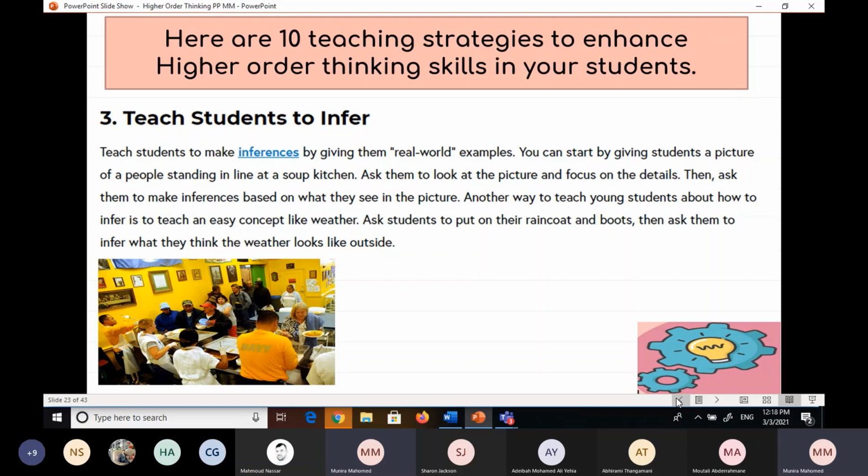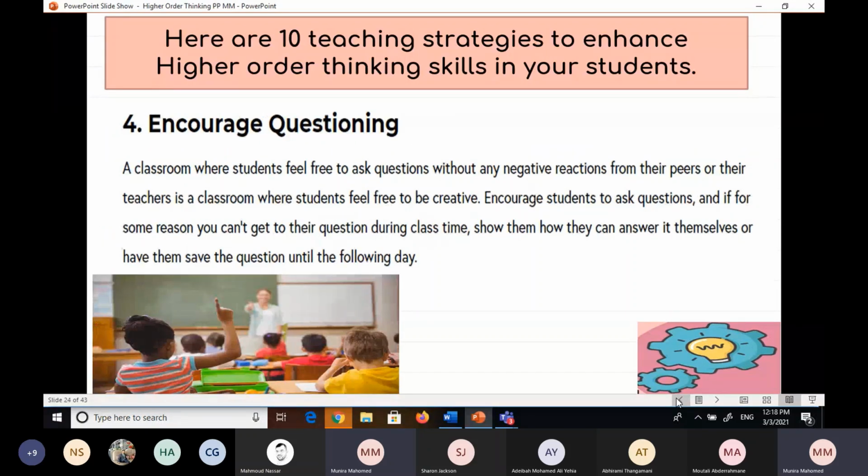Now, students do have this in them and all they need is that little nudge, just a little nudge, a little question, a little push so that they could actually expand this in their little mind. Right, so the fourth one is encourage questioning.